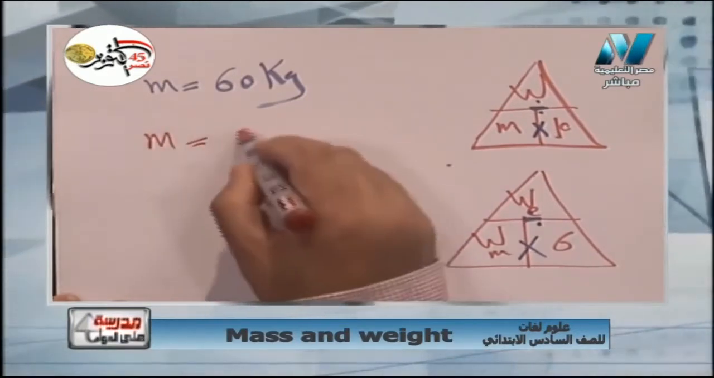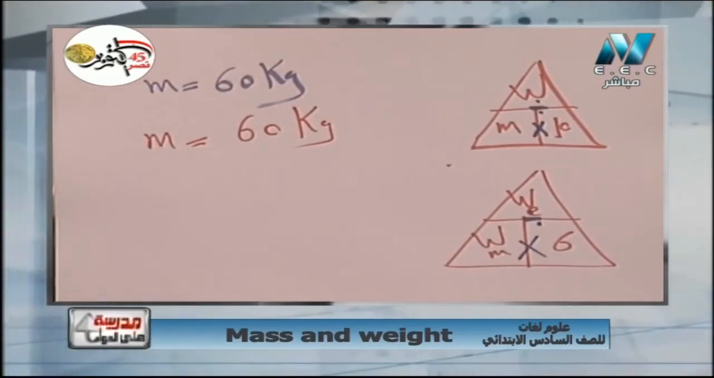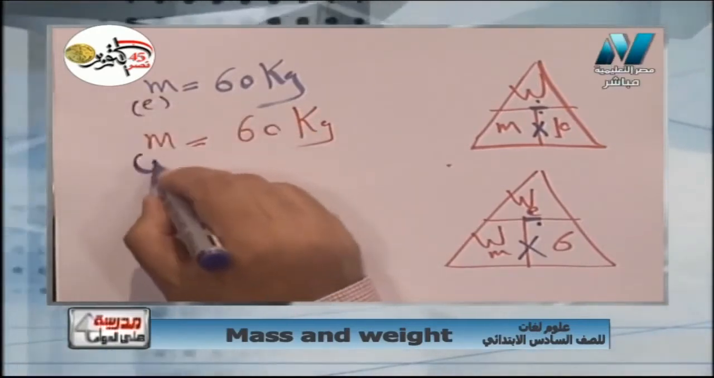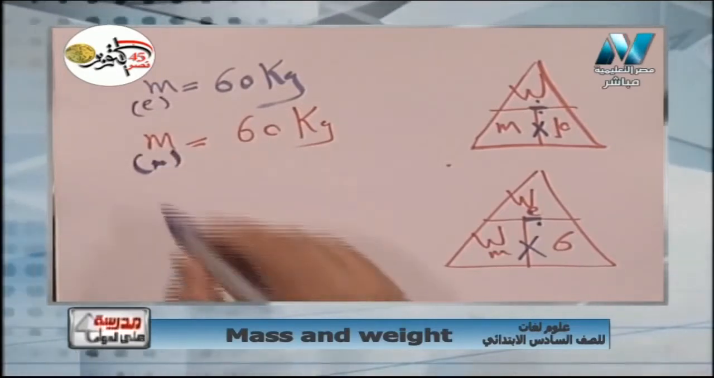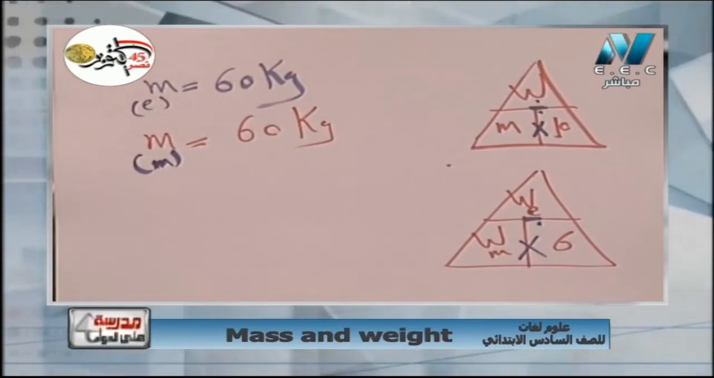طب ليه؟ because mass doesn't change. هنا بس ممكن اكتب له ان هو اداني الماس عند الارث وهنا الماس on the moon. اوكي؟ So again mass doesn't change from place to place. الماس قيمة ثابتة ما بتتغيرش.